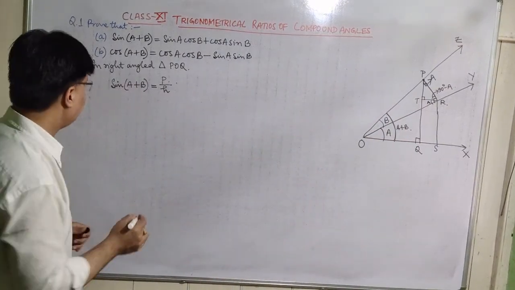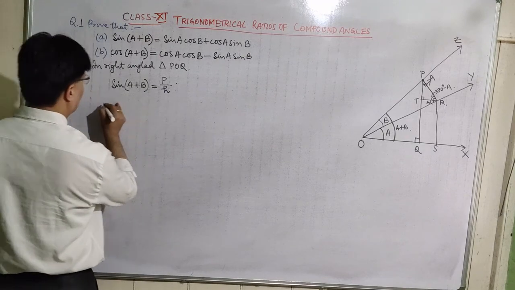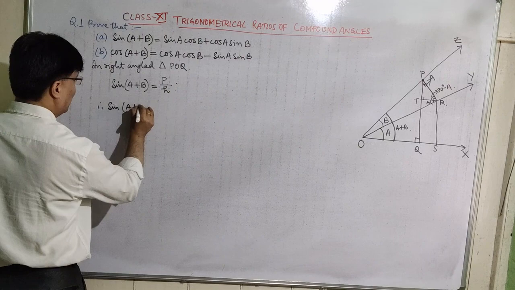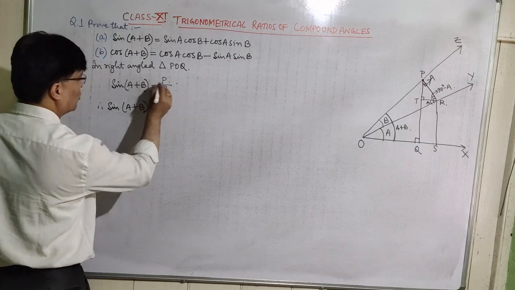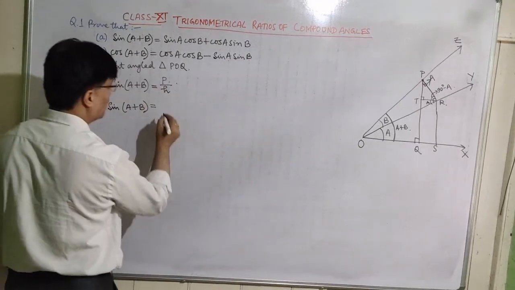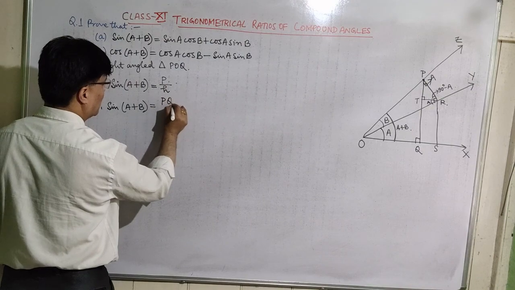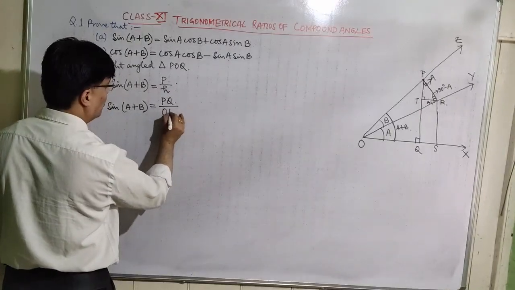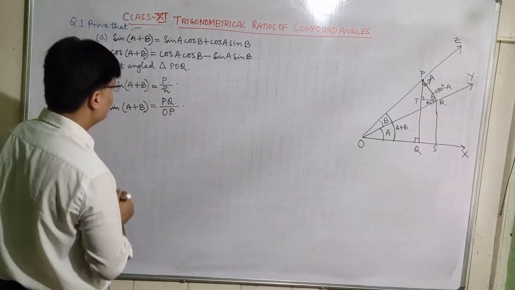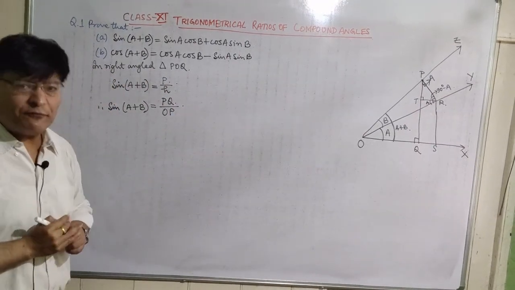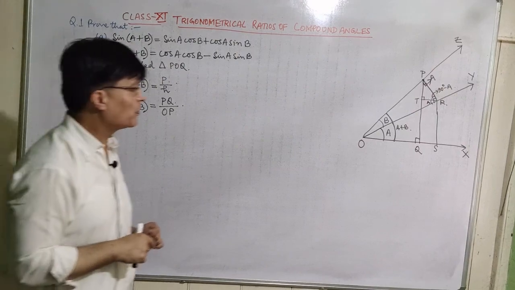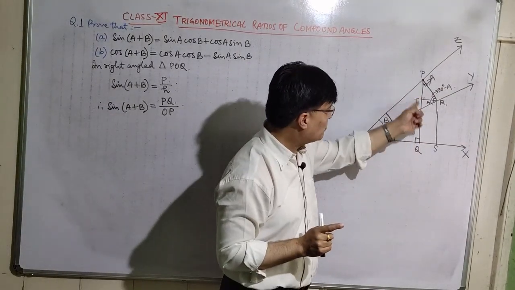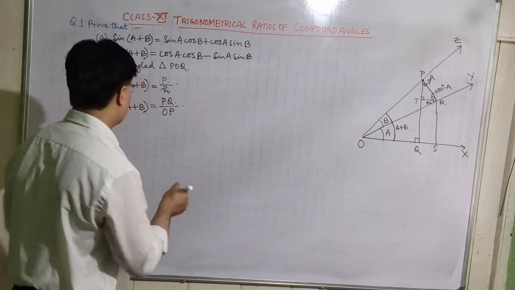Is that clear? So let us write here, therefore again, sine of A plus B is equal to, what is the perpendicular here? PQ. PQ is the perpendicular, and what is the hypotenuse? OP. OP is the hypotenuse. Okay. So now again from the figure, what is PQ? Now this PQ will be equal to PT plus TQ, isn't it? So let us write here.